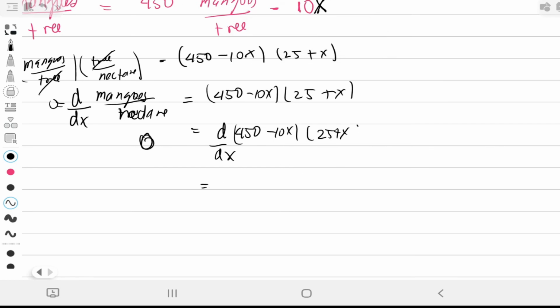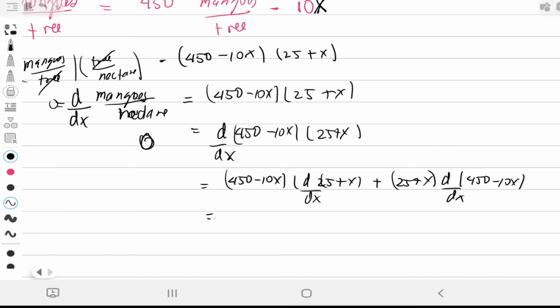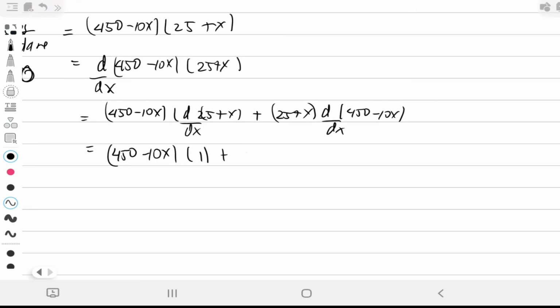we'll have a value equal to (450 minus 10x) multiplied by (25 plus x). So we'll have (450 less 10x) multiplied by the derivative of (25 plus x) with respect to x, plus (25 plus x) multiplied by the derivative of (450 less 10x) with respect to x. So from here, we'll have a value equal to (450 less 10x) multiplied by the derivative of 25, which is 0, plus the derivative of x, which is 1, plus (25 plus x) multiplied by the derivative of 450, which is 0, and the derivative of negative 10x, which is negative 10.